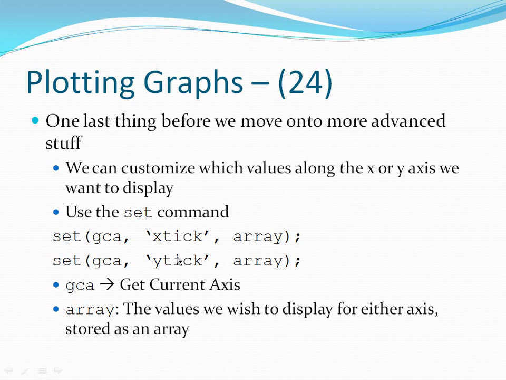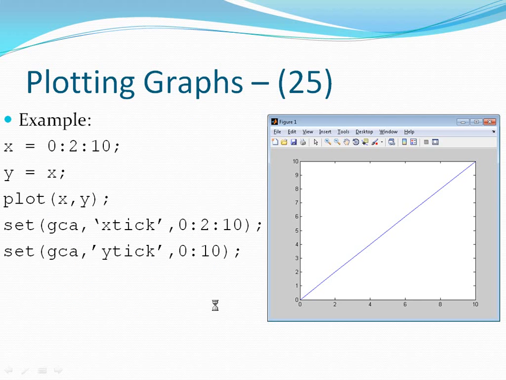So array is the values that we wish to display for either axis, stored as an array. Here's a quick example. Let's say x is from 0 to 10 in steps of 2, and then we're going to do y equal to x. When you plot this, we'll manually specify that we want 0, 2, 4, 6, 8, and 10 to appear here.